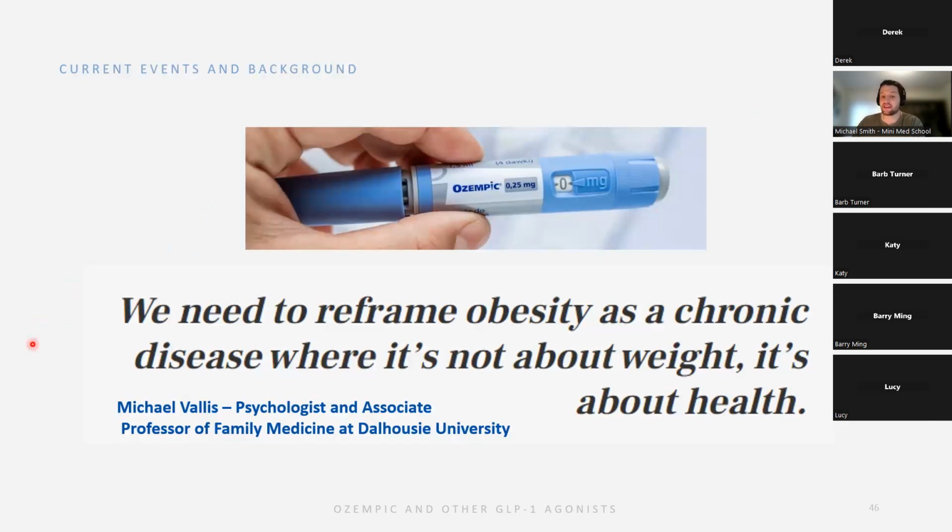And so at the end of the lecture, I just wanted to bring back this quote here to remind you all of our societal role in helping to reduce weight bias and our ongoing goal to reframe obesity as a chronic disease, where it's not about weight, it's about health.